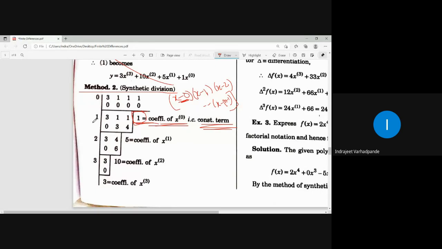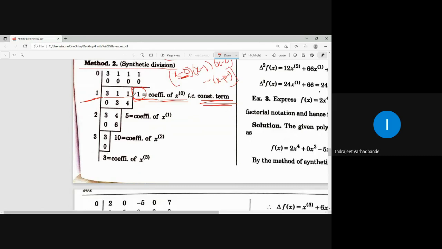Next factor that will be considered is 1. So how many terms are considered for the further division? Only 3 terms: 3, 1, 1. The first term remains as it is. 1 into 3 is 3. 3 plus 1 is 4. 4 into 1 is 4. 1 plus 4 is 5. The last term, which is the remainder, is now cut off.